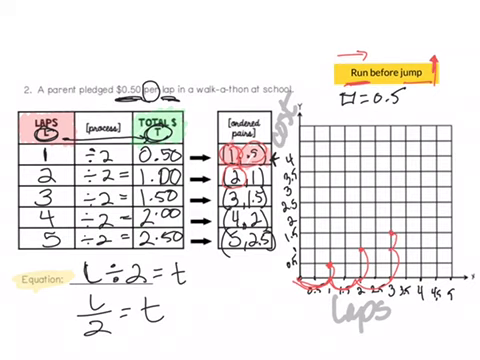So my next value is (4, 2), and my last value is (5, 2.5). So I've created, again, my points on a different scale. I'm connecting them with my line, and I'm drawing my arrow at the end to show that it does continue.